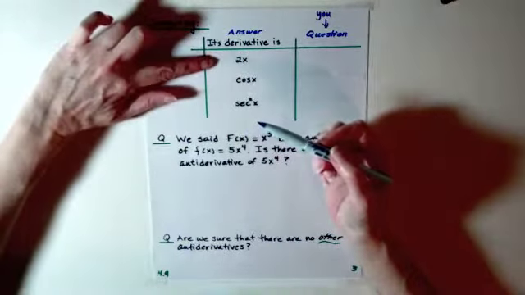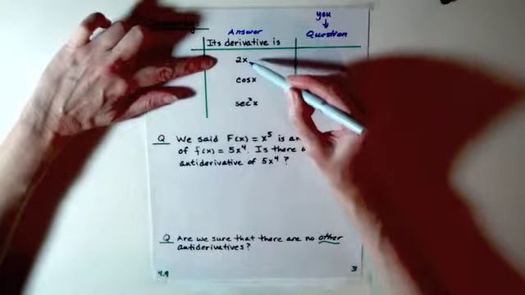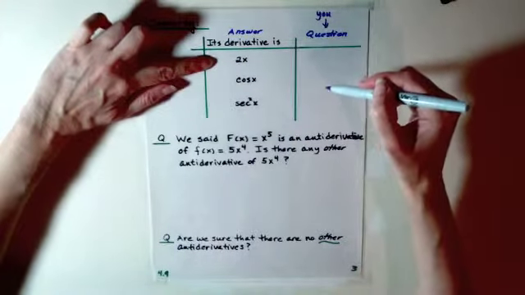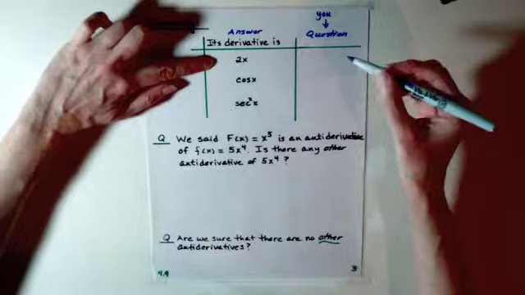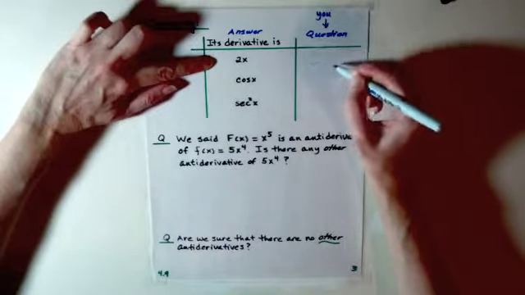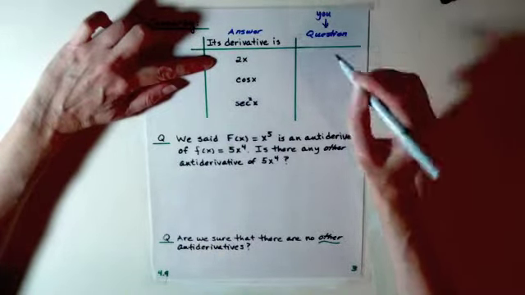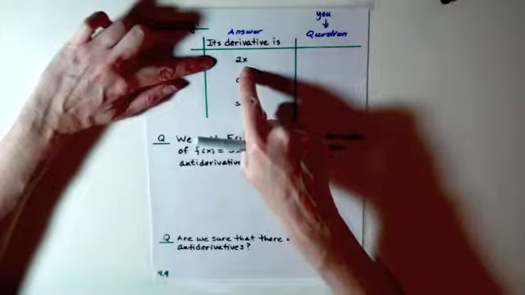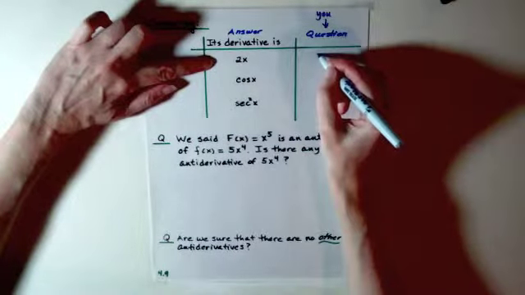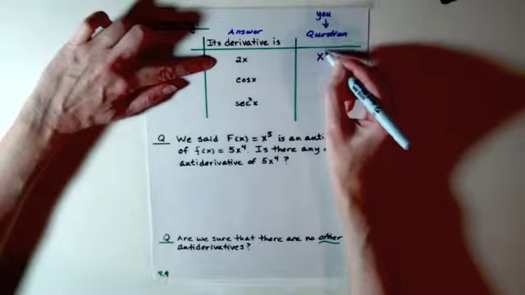And let's just play the game. Its derivative is 2x. We've actually already done this problem. What would the question be? The question is, you're really asked to find the antiderivative, the function whose derivative is 2x. And you already answered that on the previous page. That function would be x squared.